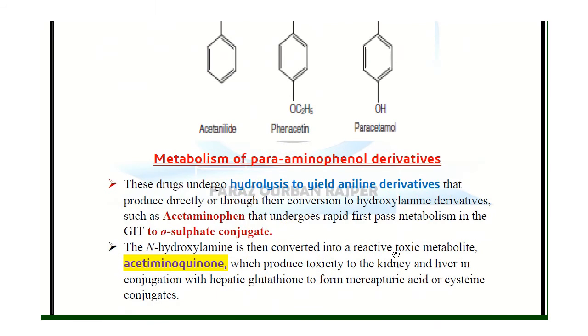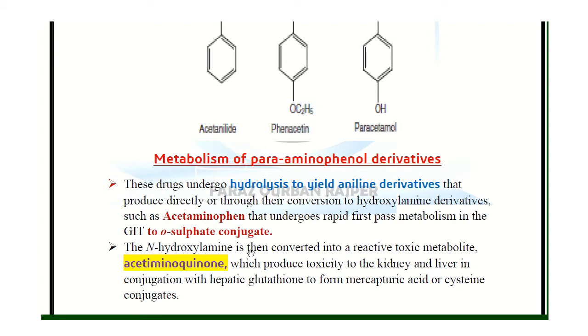Metabolism of the para-aminophenol derivatives. They undergo metabolism mainly through hydrolysis, and after hydrolysis they are converted into an aniline derivative. The aniline derivative can again form different types of amines, that is hydroxylamine. Acetaminophen, for example, goes through first-pass metabolism, is converted into hydroxylamine, and then forms a conjugate with sulfate, that is the ortho-sulfate conjugate.